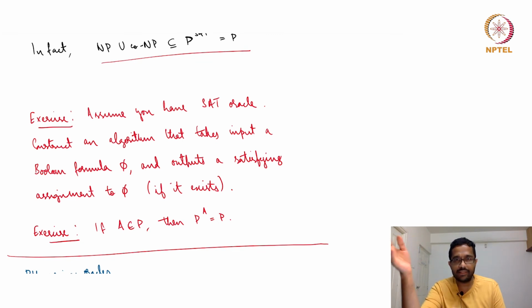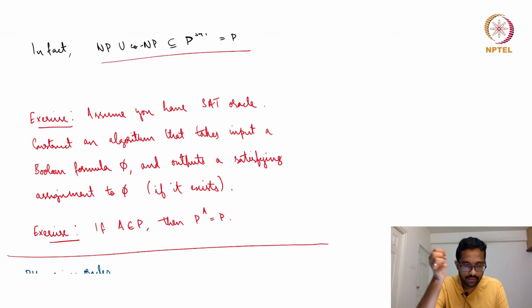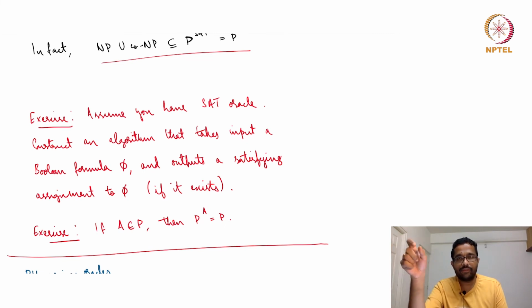if it is not satisfiable, then you just output it's not satisfiable. If it is satisfiable, then actually the algorithm should output a satisfying assignment for the formula. So given phi, if phi is satisfiable, it should tell a satisfying assignment for the formula phi. So try to construct this using a SAT oracle, and what I am telling you right now is that you will need to make multiple calls to the SAT oracle, multiple queries, but still you can find it.